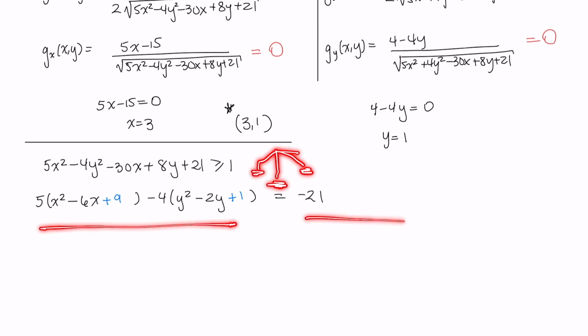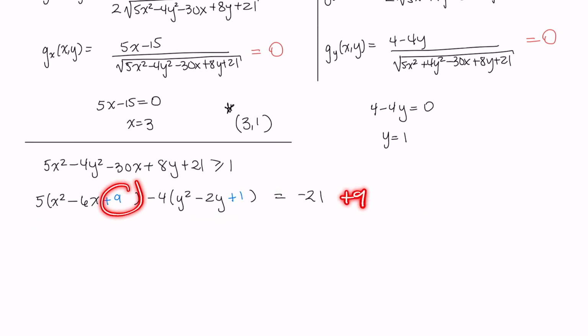It's heavier here, so I need to go ahead and add the same values to this side. But rather than just add 9 here, I need to add 5 times 9 here. So that's plus 45. And then I'm not just going to add a 1 to this side, I'm going to add a negative 4 times 1, so that's negative 4 to this side. So we end up with 5 times x minus 3 squared minus 4 times y minus 1 squared is equal to 20.